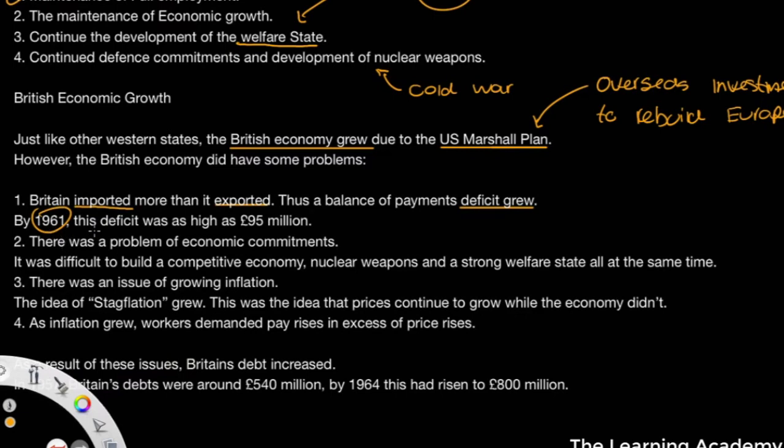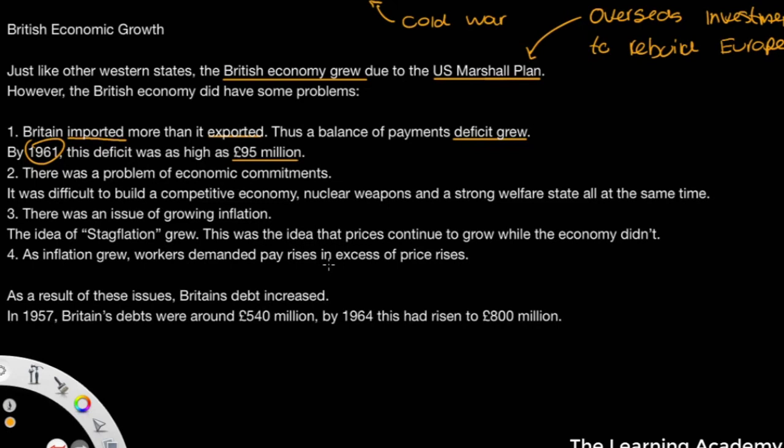And by 1961, during the 50s and then following into the 60s, the deficit grew to as high as £95 million, which in today's money doesn't sound like particularly very much. However, for the British economy back then, that was a considerable sum.